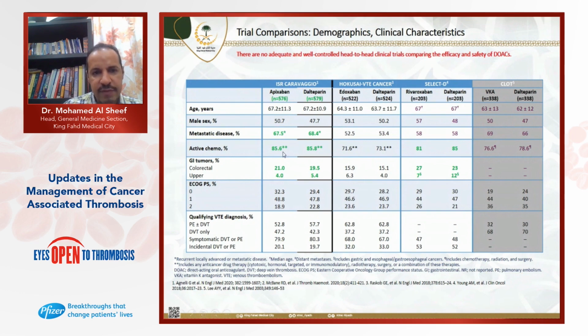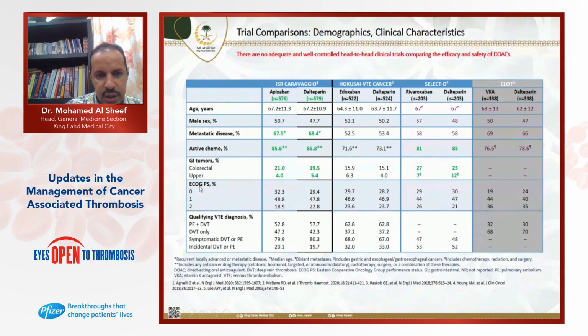Cancer population on active chemotherapy is high, 85% in apixaban. In Hokusai it's 71%, and in SELECT-D about 81%, close to it. For GI cancer, you can see colorectal cancer 21%, and upper GI, like esophageal and gastric, about 4%. Here it's about 15 and 27. So it is almost like in SELECT-D and Caravaggio, they have the highest number of GI tumors.